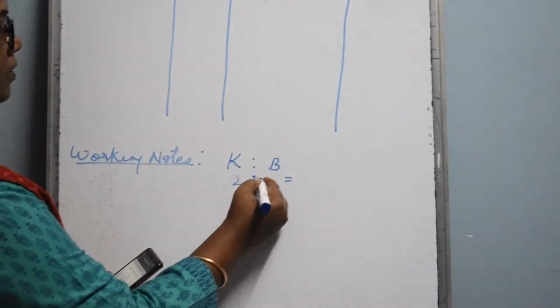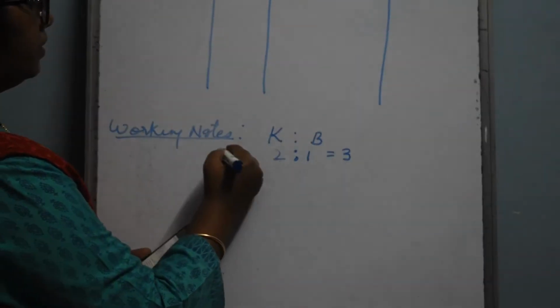In this problem, we have two partners, Krishna and Basu. While solving the problem, I will take K for Krishna and B for Basu. They are first initials, but you don't write that, you write in full form only, okay? And the old ratio between Krishna and Basu is 2 is to 1, which is equal to 3, and this is their old ratio, okay?